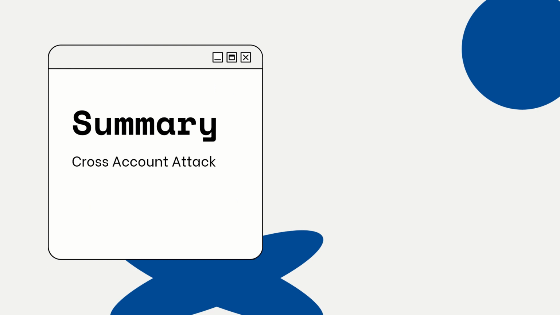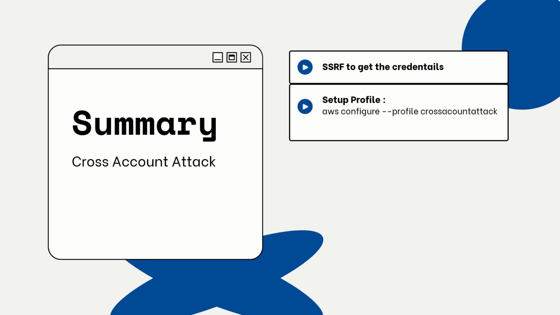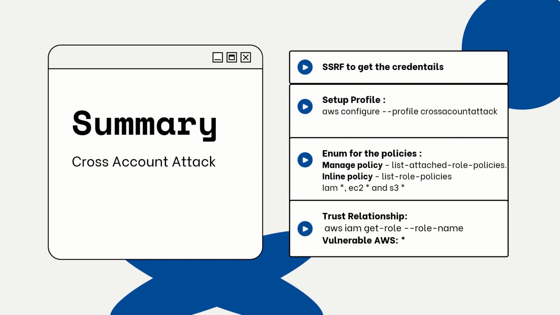To summarize the attack, we performed the SSRF and got the credentials. Then we set up the profile, the cross-account attack profile. Then we performed the enumeration for the policies and checked the managed and inline policies, where we got the IAM star, EC2 star and S3 star permissions. Here, the most important thing is to always check the trust relationship using the get-role command. So we checked the trust relationship where we identified AWS star. That means any AWS account user can assume the cross-account role.